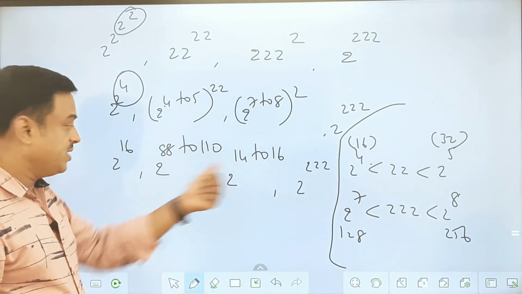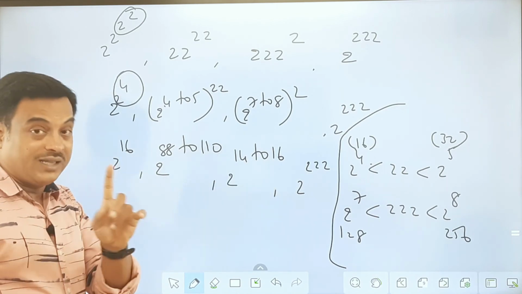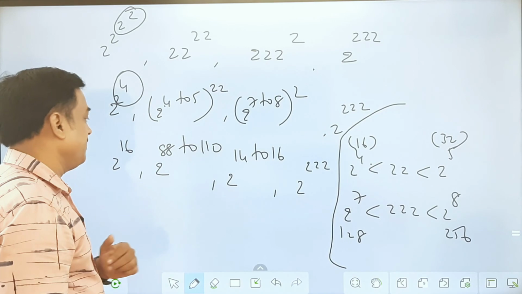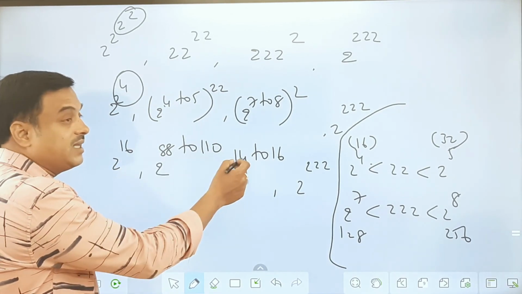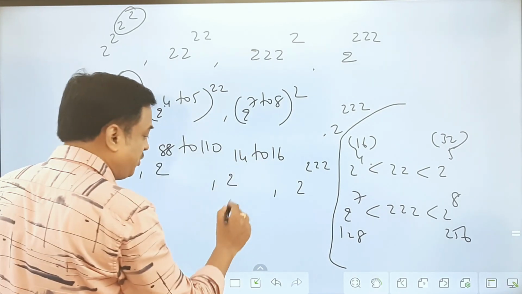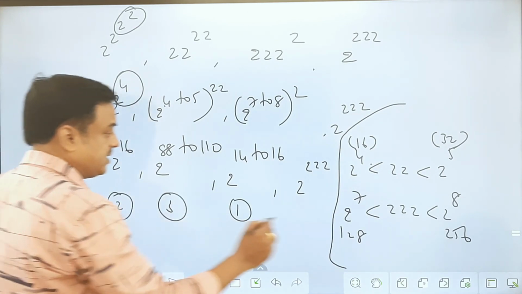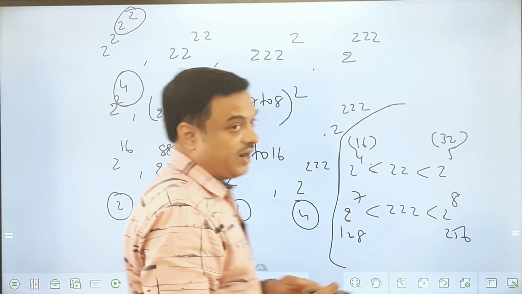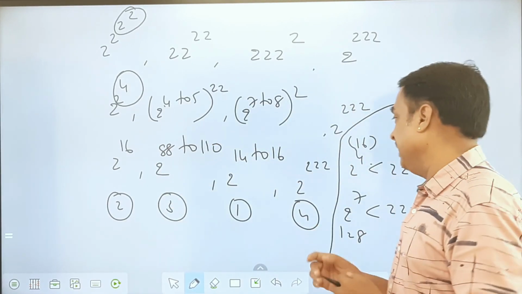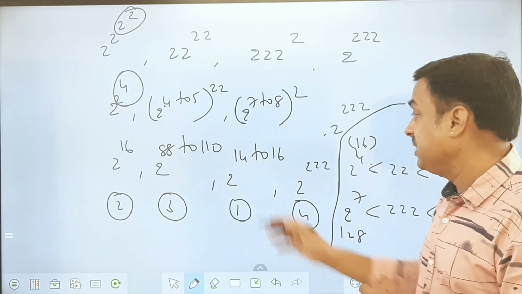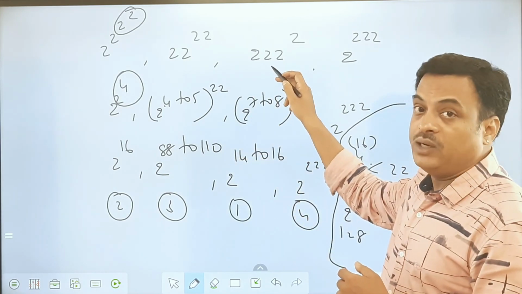Now see, all the bases are the same. I can compare the powers and identify the least and the highest. So what is the least? This is exactly 16. This is ranging between 14 to 16. So the least has to be this one. Second least is this, third is this and fourth is this. And if you are trying to get the highest among them, 2 to the power of 222 is going to be the highest and the least is going to be 222 square.